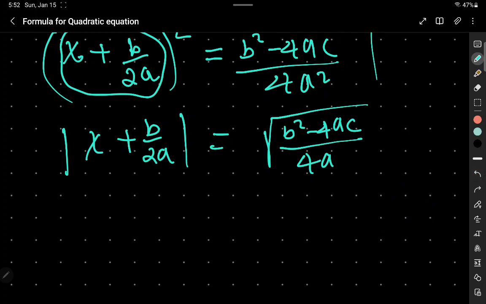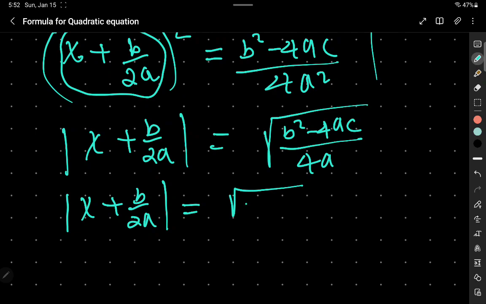This time, the absolute value of x plus b over 2a is equal to the square root of b squared minus 4ac over the square root of 4a squared.